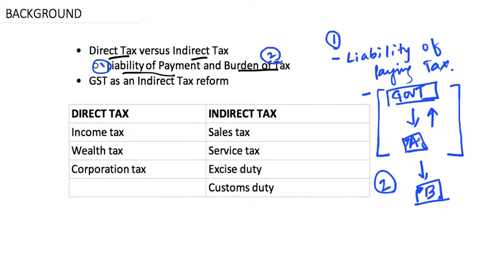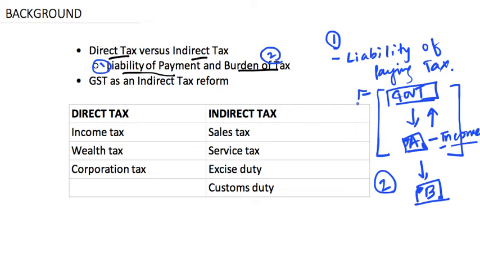So, in a direct tax, the relationship finishes here, which means that the liability of payment as well as the burden of taxation lies on the same person. So, A, who earns income, has to pay income tax on his income. So, the liability of payment towards the government lies on A, and the burden of payment also lies on A. So, he has to submit the tax from his own income. This is the relationship of a direct tax.